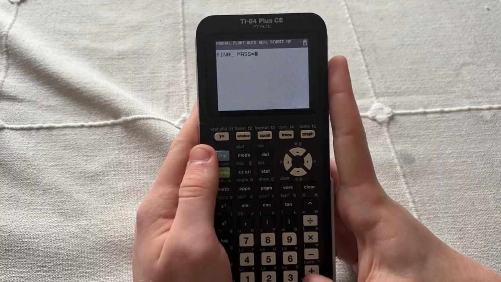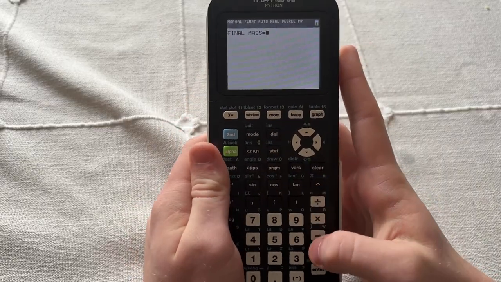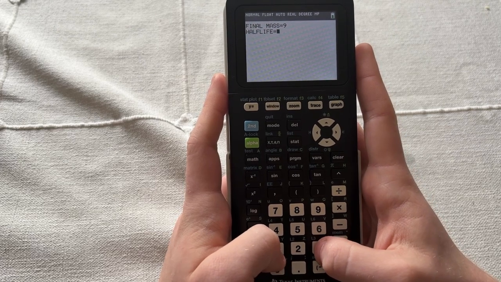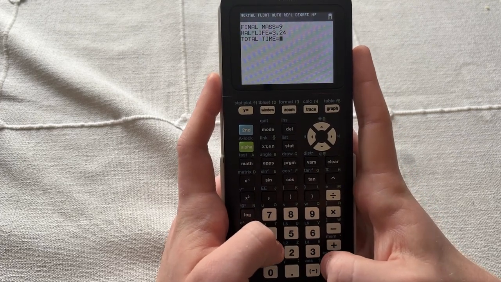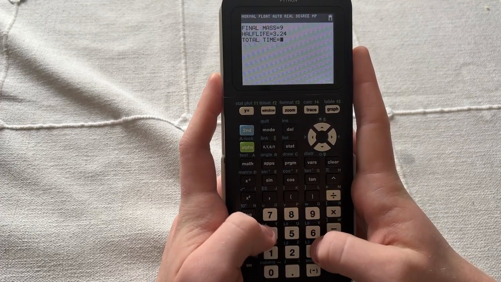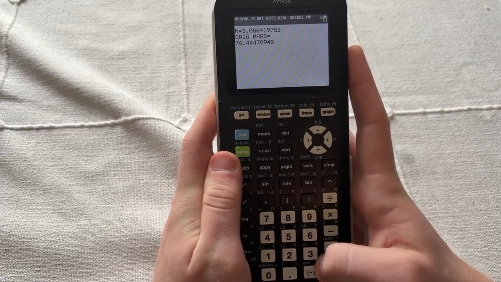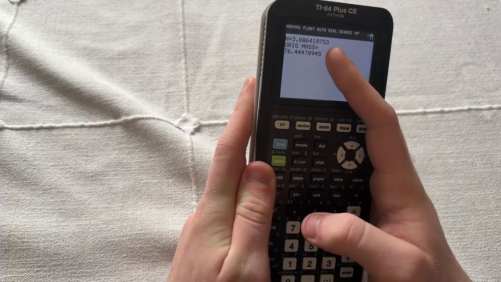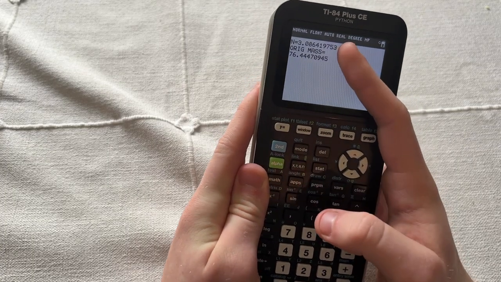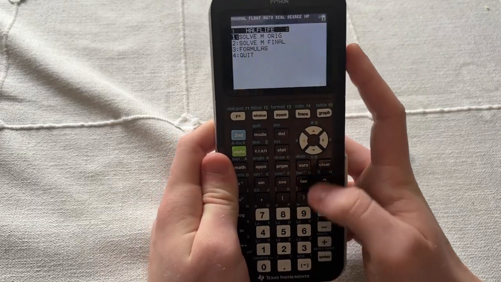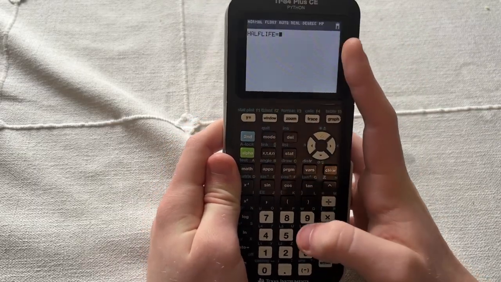Now we can do that. We'll solve for the original mass. So we'll say the final mass is 9 grams. The half-life is 3.24 because I know that's a common one. Total time will be, let's just say 10 minutes. So this was what the original mass is, and the number of half-lives there are. So it's really helpful for finding out any of these variables, along with if you want to do it in reverse to solve for the final time.